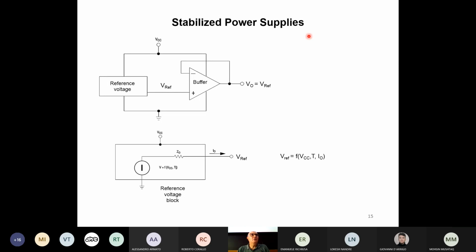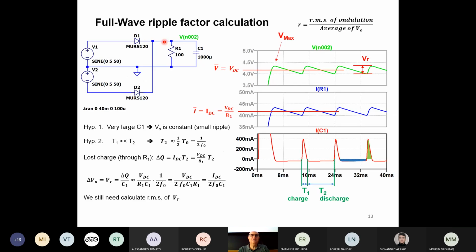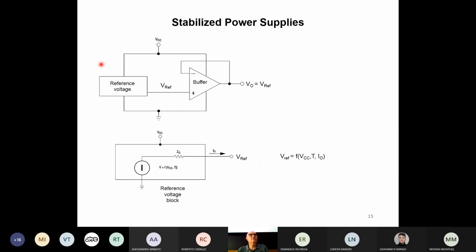In theory, the simplest way to have a stabilized power supply is this picture here. We have basically a VCC, which is a voltage source. This voltage source can be a battery, but can also be a circuit like this: mains, transformer, diodes, capacitor. We don't have, in this case, the resistance R1, because the resistance R1 means the load. But in our case, the load will be all that circuit here. Okay?